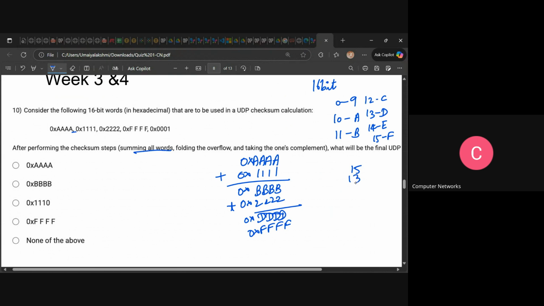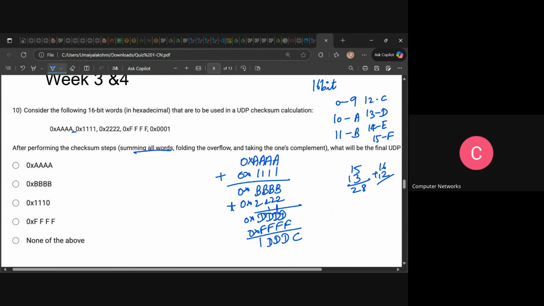15 plus 13, so we'll get 28, which means we can say 16 plus 12, right? C. So we'll get C, C, C, and C. And we have one carry, right? Actually, here we'll get C and we'll get 1 as the carry. So here it becomes D then. One carry and D. Yes, so it will become D, again 1 carry, D, and 1. So this is the value.